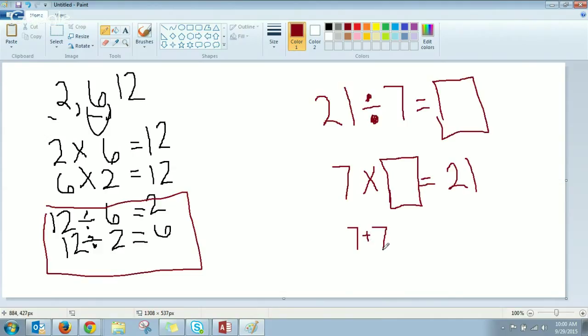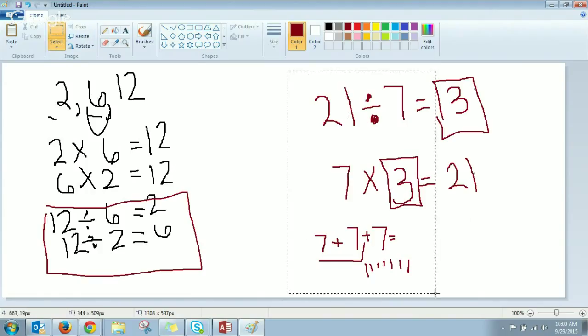7 plus 7 equals 14. So it's not 7 times 2. 7 plus 7 plus 7. So if these guys were 14, 15, 16, 17, 18, 19, 20, 21. So the answer is 3 sevens. 7 times 3 equals 21. So 21 divided by 7 has to equal 3. You see that? Okay, let's do another one.